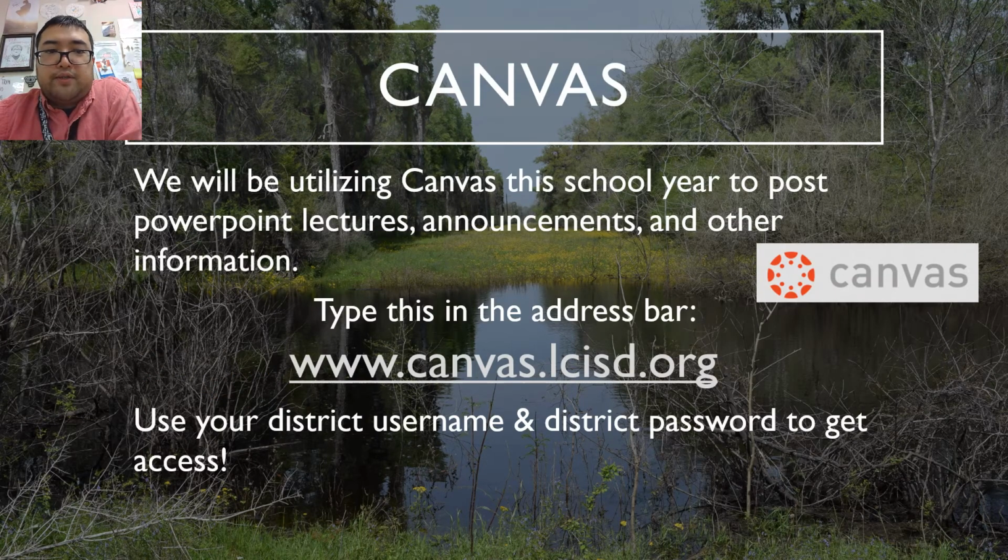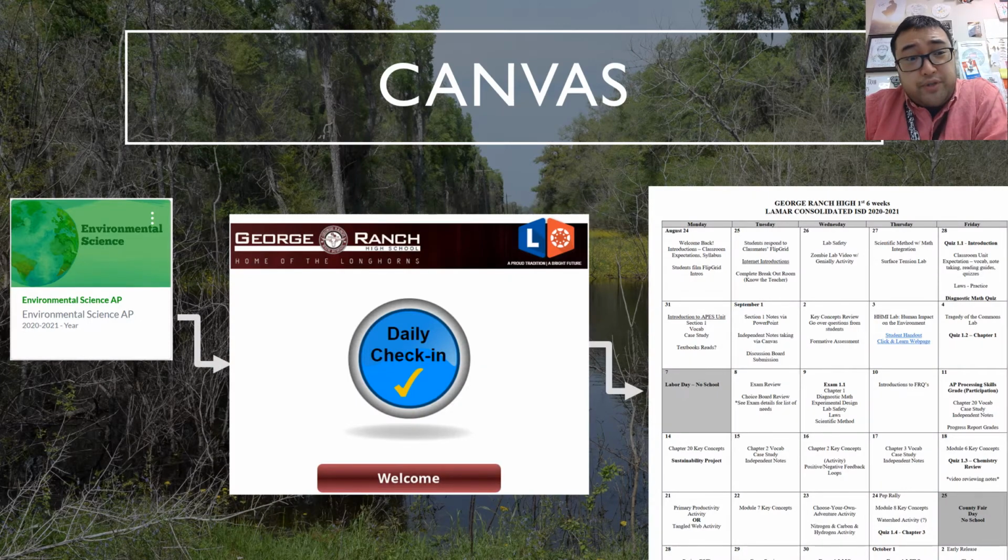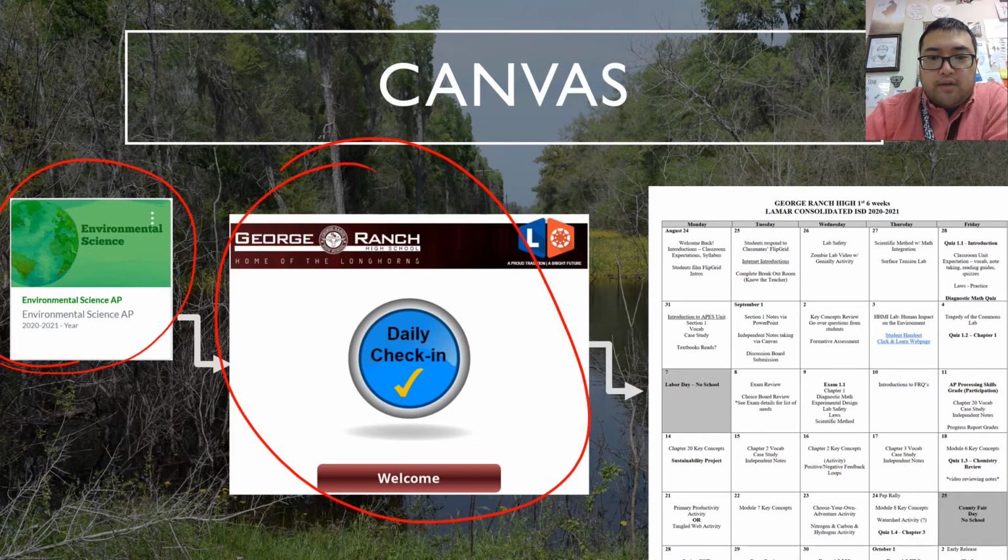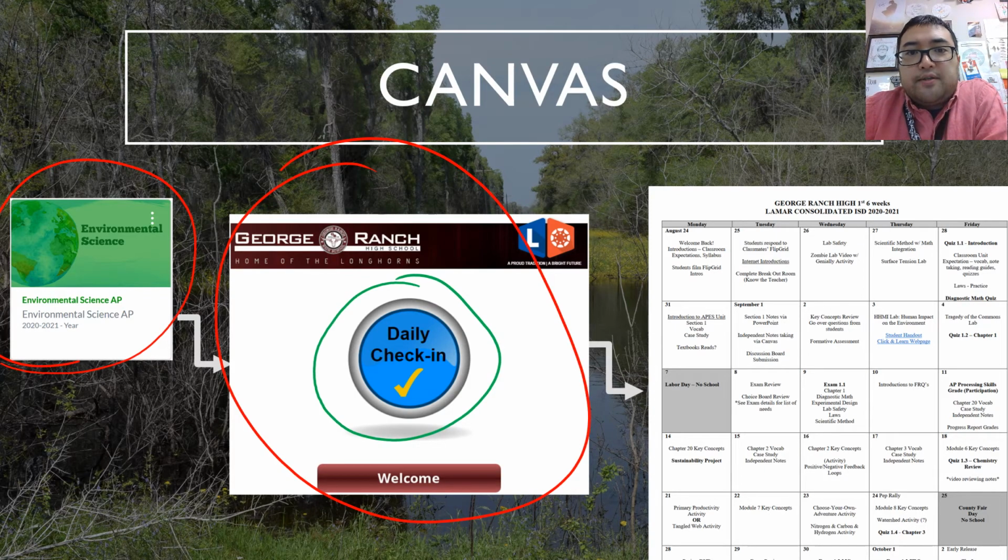So hopefully you guys know how to access Canvas by now, but if not, that's the address you use. You'll have to use your district username and district password to get access to all your courses. So when you sign into Canvas, you guys should see your dashboard. This class should be in your dashboard. You click on it, and then it takes you to the home page. This right here is the home page, and directly in that home page at the very top is the daily check-in button. So when you click on this daily check-in button, you will see a Microsoft form.